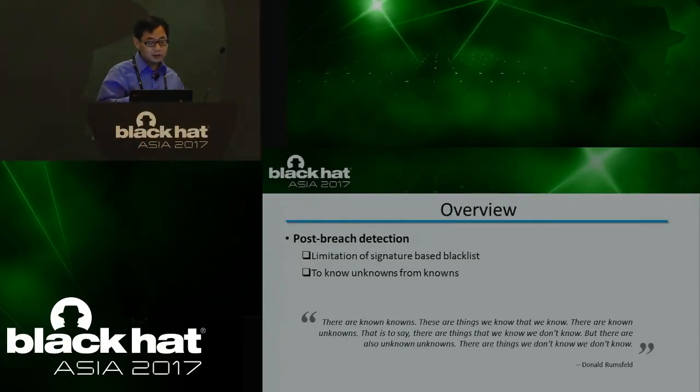Okay, in this slide, I quote a famous quote from Donald Rumsfeld, our former defense secretary of the United States. It's very interesting to read. We have known knowns, known unknowns and unknown unknowns. So the machine learning approach tries, based on the existing knowns, to find the unknowns. Then we can defend the network in a proactive way instead of reacting to what already happened.